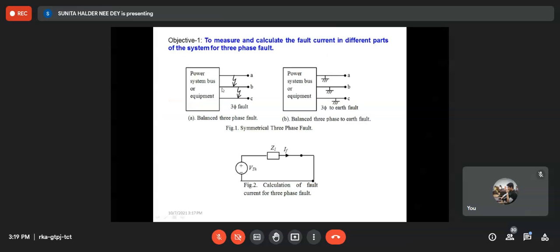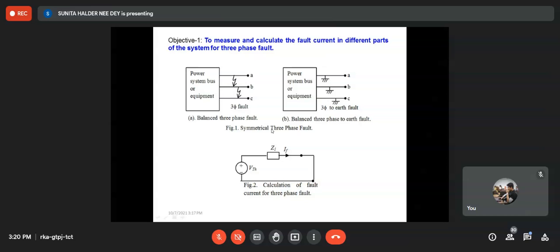So what is objective one? To measure and calculate the fault current in different parts of the system, that is, the given power system, for the three-phase fault. You know what a three-phase fault is? At any point of a power system, if there is a three-phase fault, that means those three phases are interconnected, or all three phases are connected to ground. That means this is the three-phase to ground fault, and this is the three-phase fault. In all the cases, the same current will flow through each phase. So the fault is called a balanced fault.